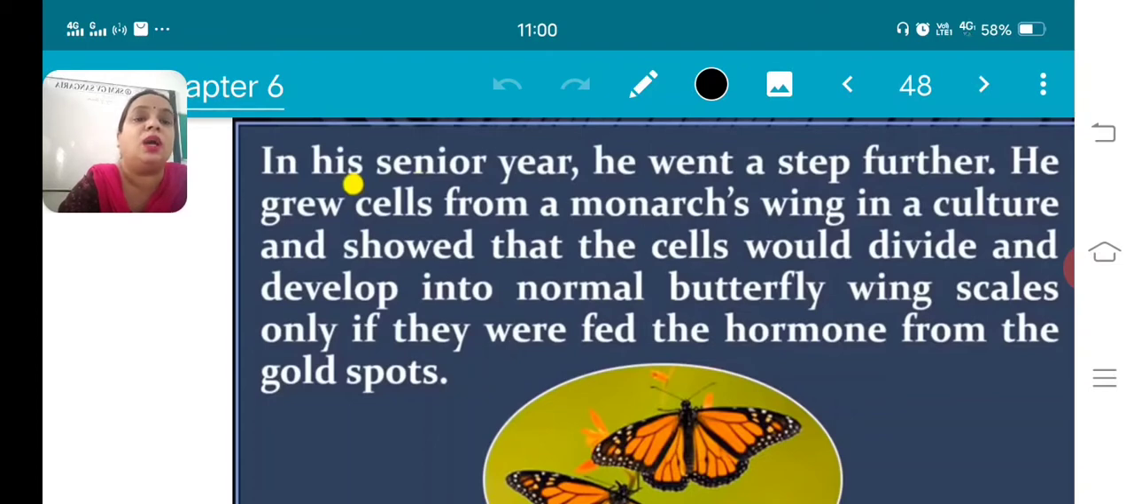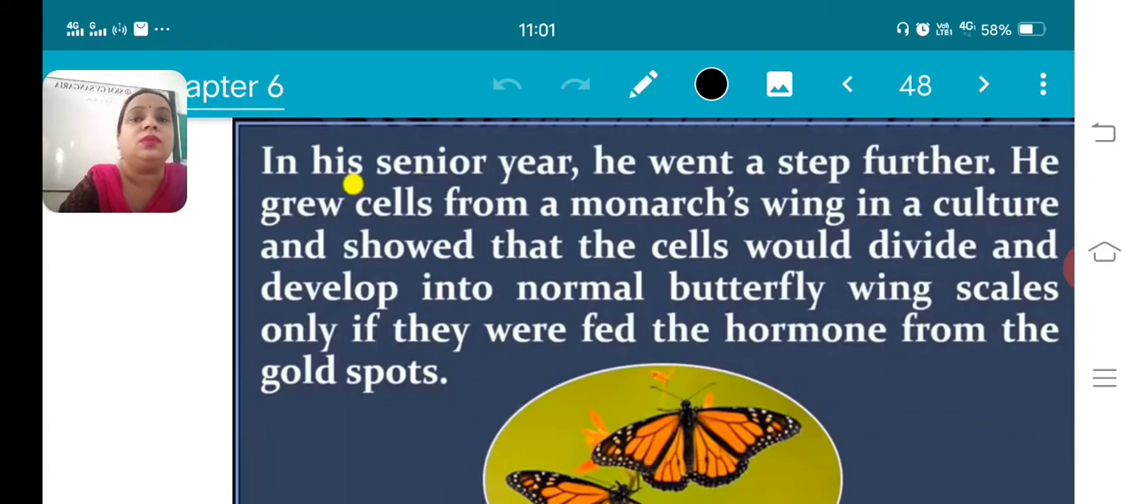In his senior year, he went a step further. He grew cells from a monarch's wing in a culture and showed that the cells would divide and develop into normal butterfly wing scales only if they were fed the hormone from the gold spot, and it was one of his biggest researches, right? During his senior years he tried another experiment in which he grew cells from the monarch wing in a culture, and those cells would divide and develop into normal butterfly wing scales provided that they were treated with the hormone from the gold spots, which everyone thought were only ornamental, but that was not so.